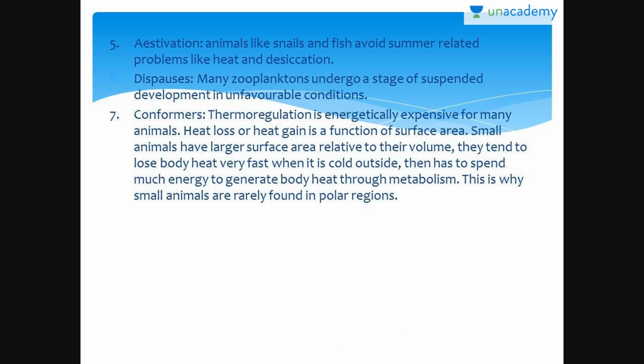Aestivation would mean that animals like snails and fish avoid summer related problems like heat and desiccation. And then diapause: many zooplanktons undergo a stage of suspended development in unfavorable condition. And lastly, conformers. Thermoregulation is energetically expensive for many animals. Heat loss or heat gain is a function of surface area. Small animals have larger surface area relative to their volume. They tend to lose body heat very fast when it is cold outside.